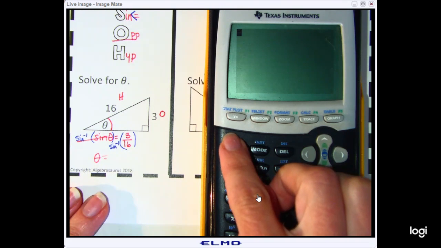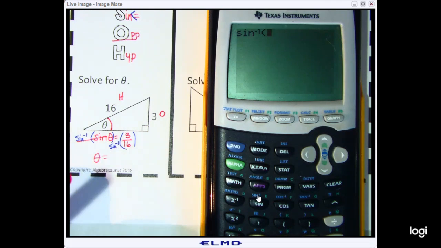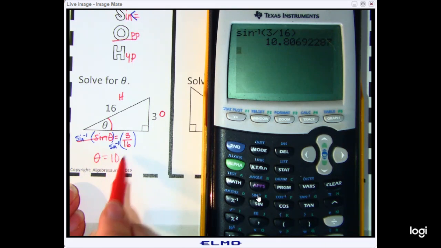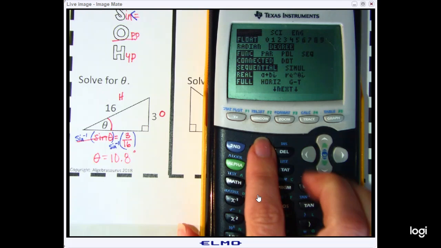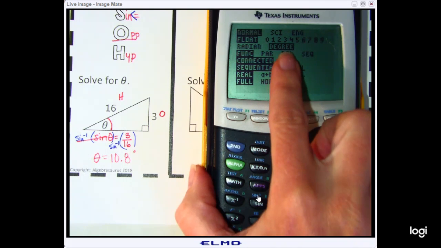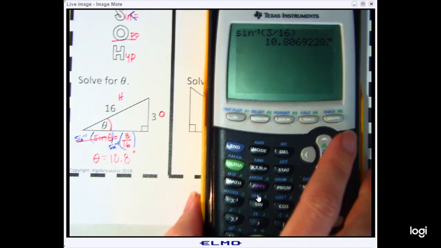Second, and then I'm looking for inverse sine right there. Inverse sine, and then you can just type in your proportion. 3 divided by 16. Close your parentheses, hit enter, and we get an angle measure of 10.8 degrees. If you're not getting that answer, remember to go to mode and make sure that degree is highlighted. Let's move on to the next problem.